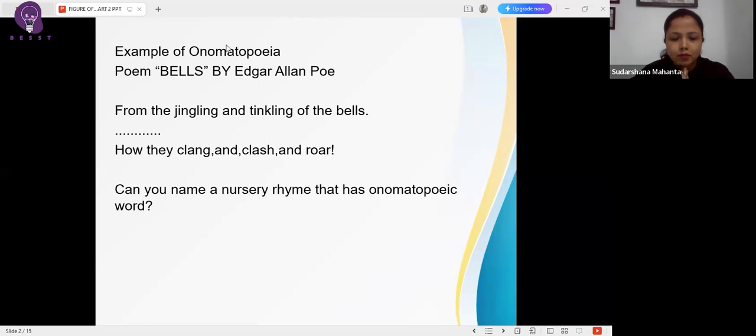Jingling, tingling, clash. If you try to find the poem Bells on Google, it is full of onomatopoeic words. Okay, this figure of speech is used in this poem, lots of them. So try to find out this poem. These are only two lines I have placed here. The whole poem is full of onomatopoeic words. All right, yeah, you all are correct.